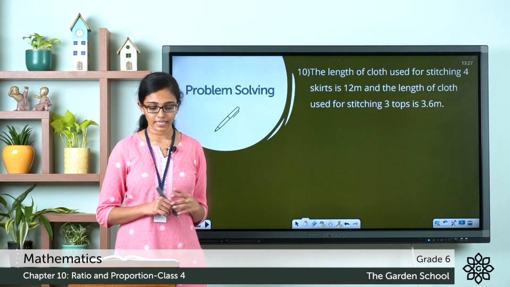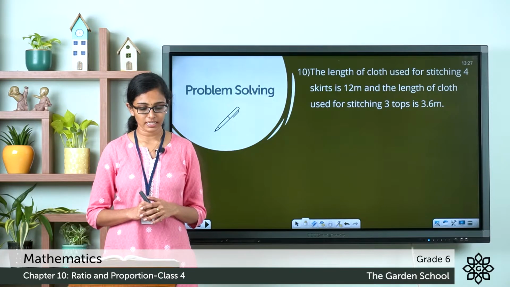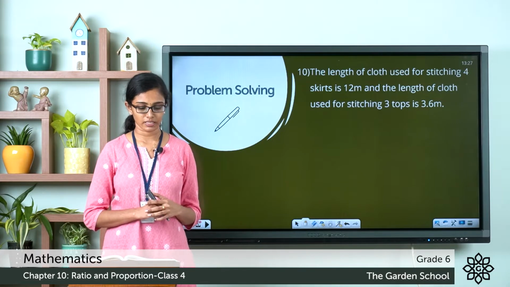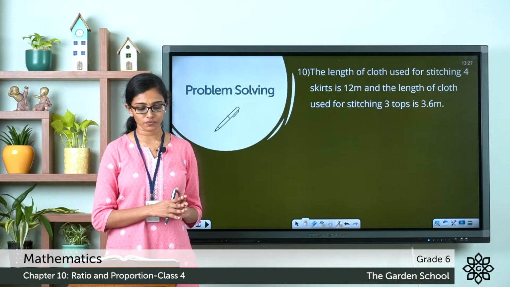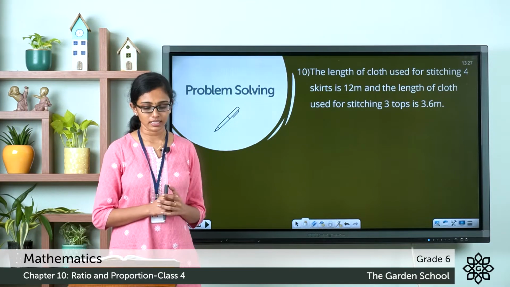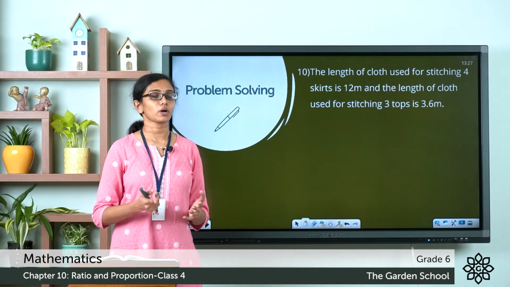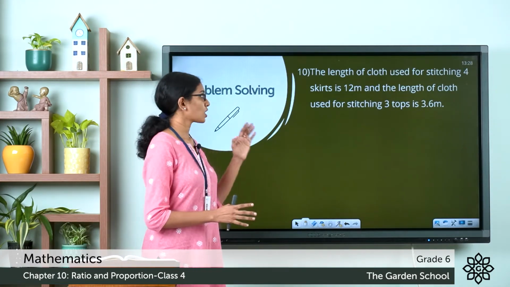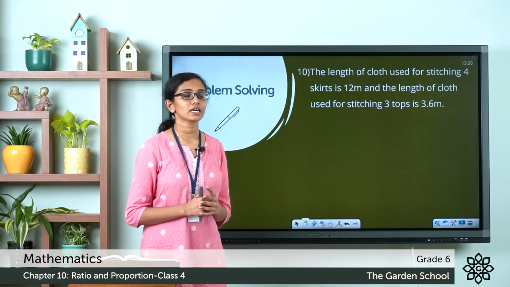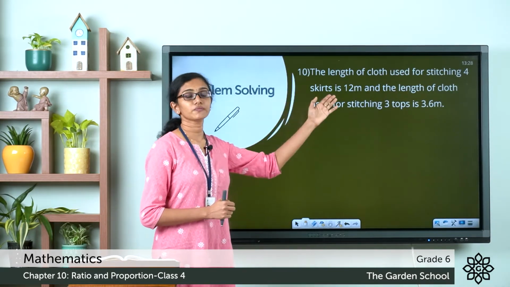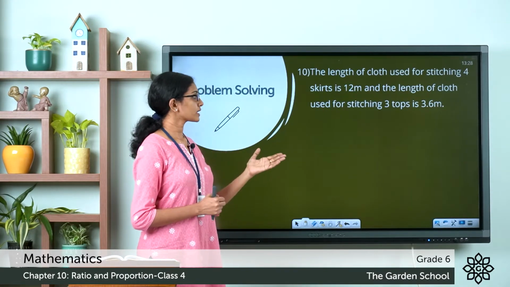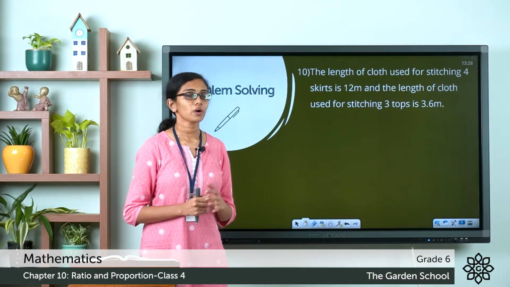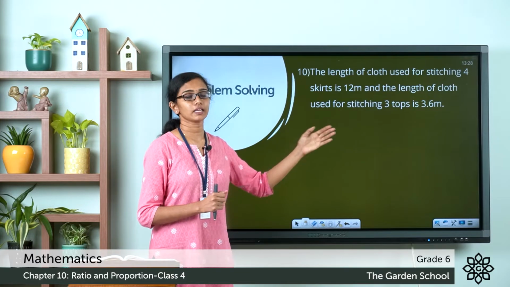Question number 10. The length of cloth used for stitching 4 skirts is 12 meter and the length of cloth used for stitching 3 tops is 3.6 meter. Now you are asked to find the ratio of the length of the cloth used for stitching 1 skirt to the length of the cloth used for stitching 1 top. So we are given 12 meter cloth is required to stitch 4 skirts. So to stitch 1 skirt will need 12 divided by 4 meter of cloth. And we are given for stitching 3 tops we need 3.6 meter cloth. So to stitch 1 top we will need 3.6 meter divided by 3.